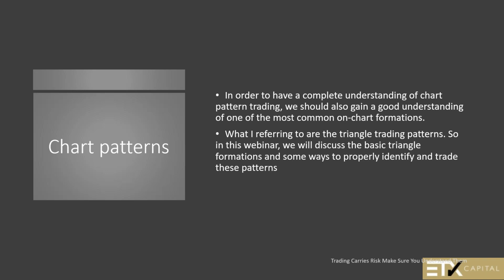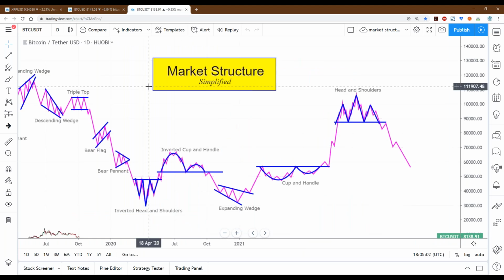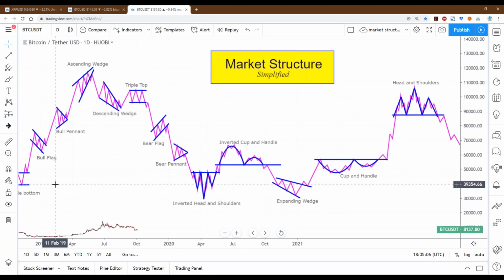So, in this webinar, we will discuss the basic triangle formations and some ways to properly identify and trade these patterns. So, let's go over to some live charts, and I'm going to show you what the most popular chart patterns look like. Hold on, let me pop up some live charts here for you. And here we can see what I've put together, which we call market structure. These are a set of all the basic patterns you'll ever see appear in your chart.